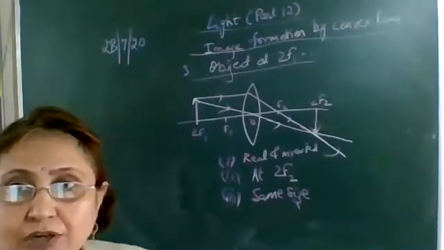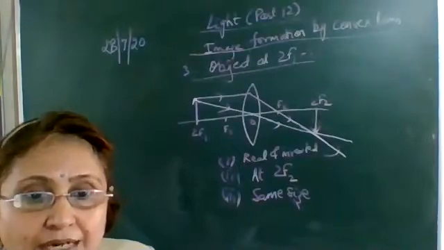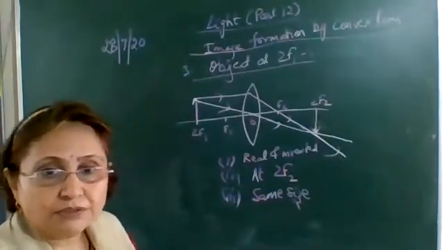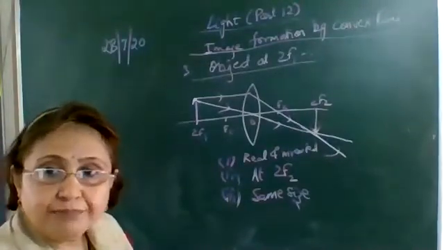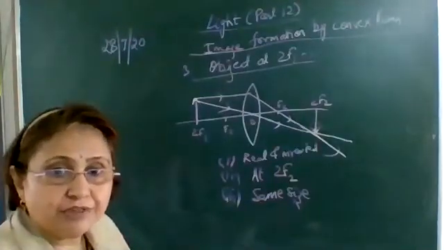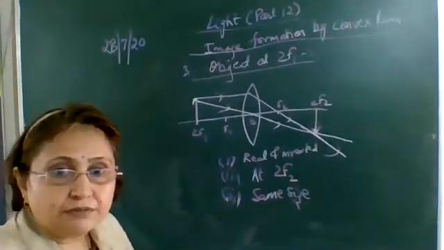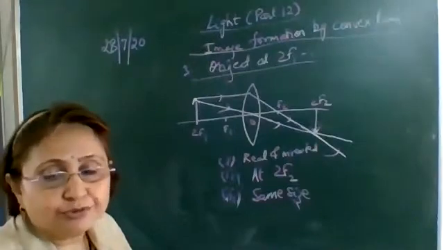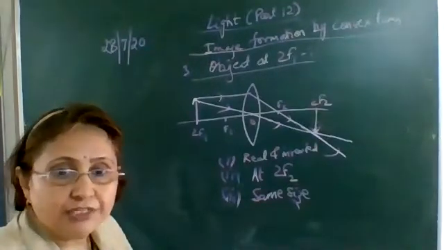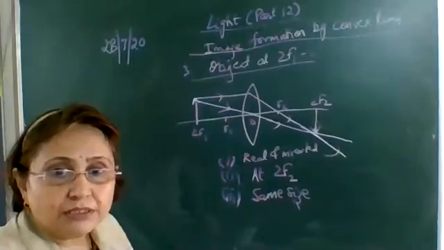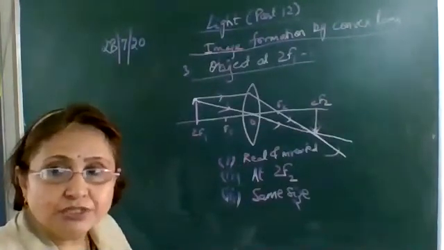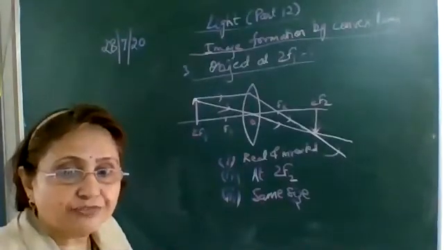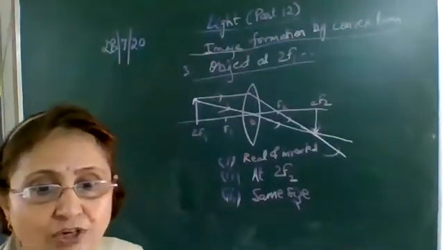So note it down, draw the ray diagram and note down the 3 points about the image formation. The first point is nature of the image. It's real and inverted. The second point is it is formed at 2f2. This is the position of the image. The third point is size of the image. Here you will see that both are of equal size. So size of the image is equal to the size of the object.